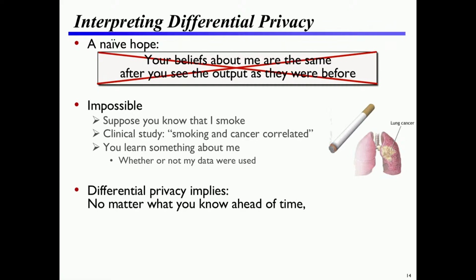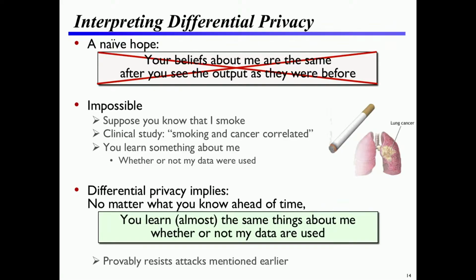So what differential privacy implies is not that you learn nothing about me. It's that no matter what you knew ahead of time about me, you will learn almost the same things about me from the output, whether or not my data were used. So it's a very different type of claim. Now, it is strong enough to provably prevent the kinds of attacks we were talking about in the previous section, up to this epsilon term.